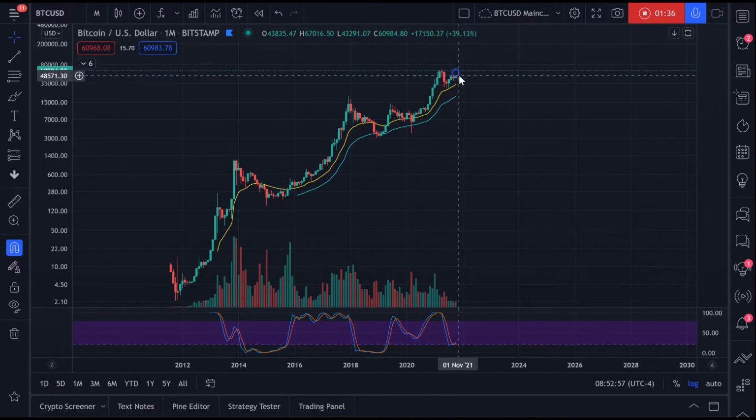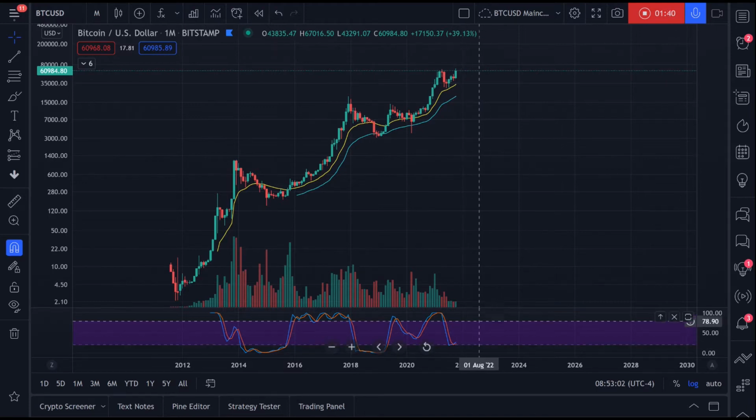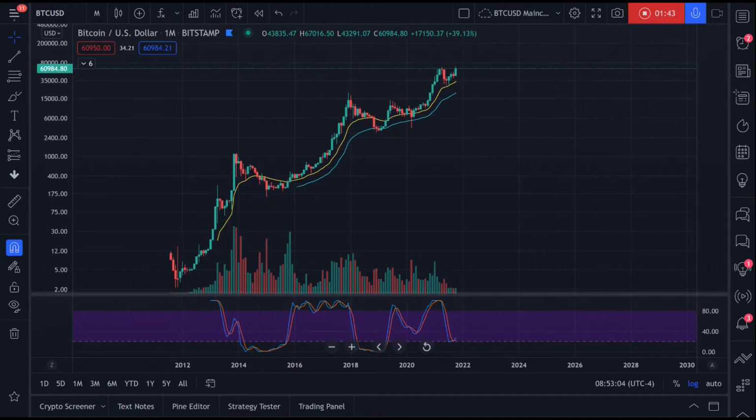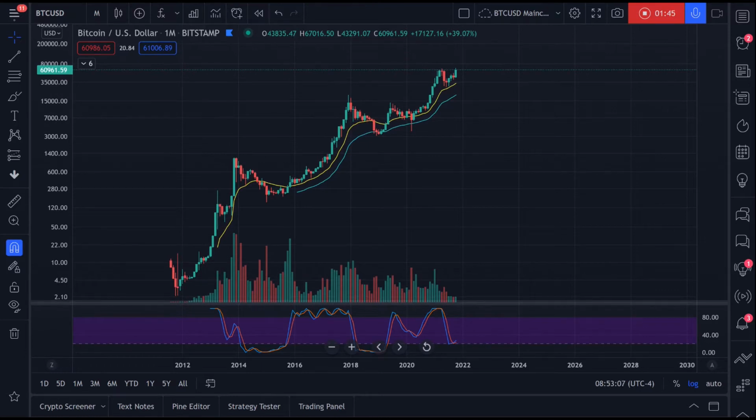It was all the way up here. And then this new all-time high peak is all the way down there, okay? That is severe bearish divergence, okay? And I showed that yesterday, so I'm not going to go into that too much in detail.